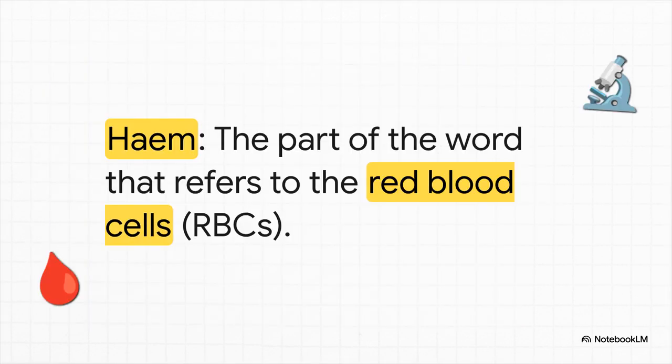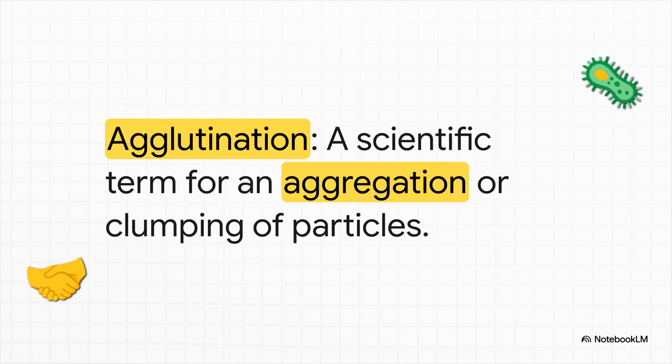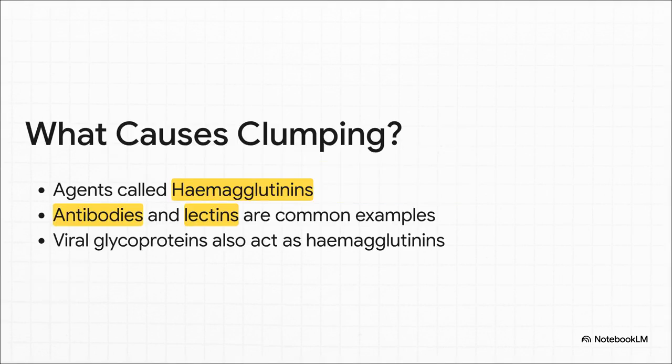To really get it, let's just break the word down. It makes it super easy to remember. The first part, heme, just refers to the blood component we're focusing on, the red blood cells. And the second part, agglutination, is really just a scientific way of saying an aggregation or a clumping of particles. So you put them together, and what do you get? The clumping of red blood cells. See? Simple, right?